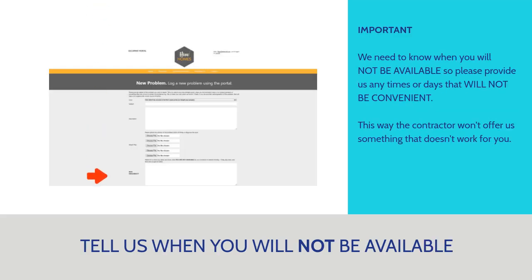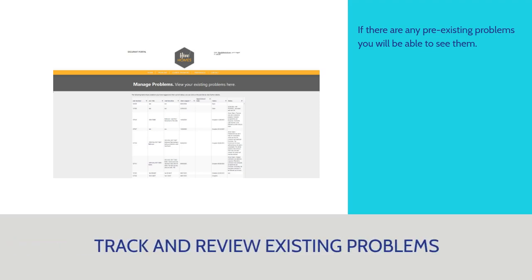We need to know when you will not be available, so please provide us any times or days that will not be convenient. This way, the contractor won't offer us something that doesn't work for you. If there are any pre-existing problems, you will be able to see them. If you need to contact us to discuss a job, now you can quote the job reference number.